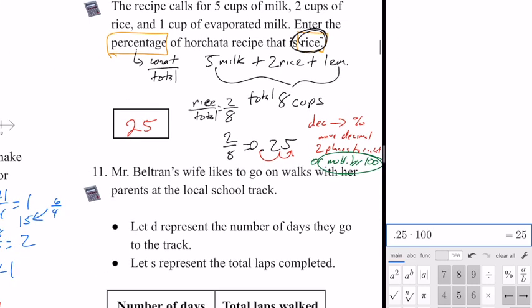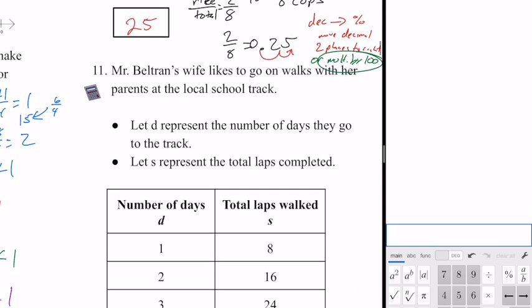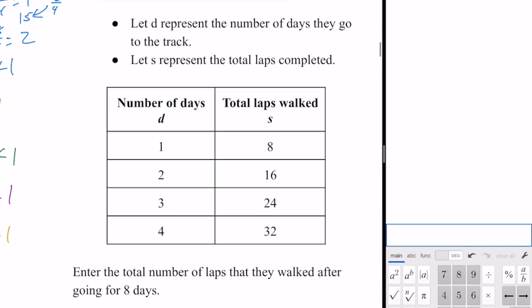All right, next one. Mr. Bertrand's wife, and I'm going to keep my calculator open because it has a little picture of it. Mr. Bertrand's wife likes to go on walks with her parents at the local school track. Let D represent the number of days they go to the track. Let S represent the total laps completed.